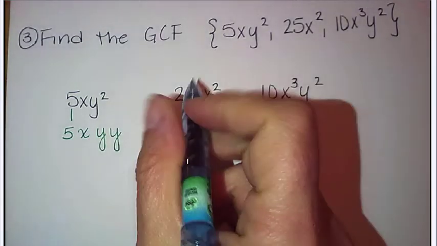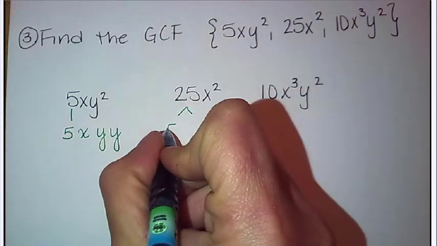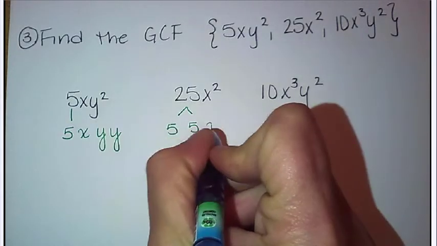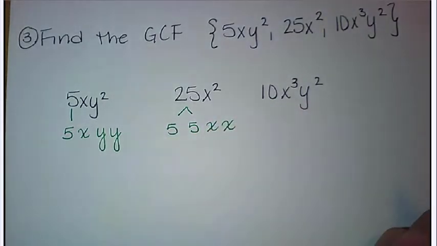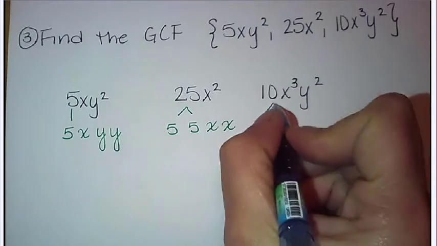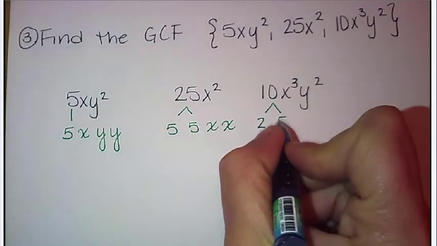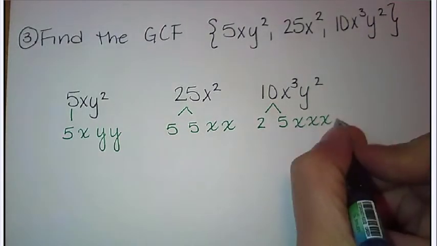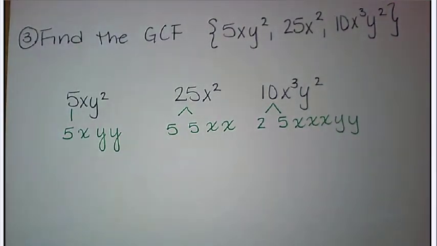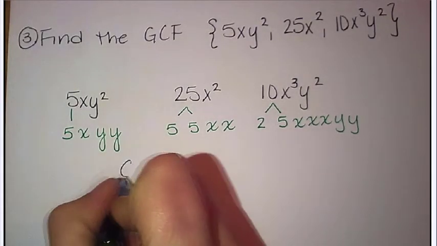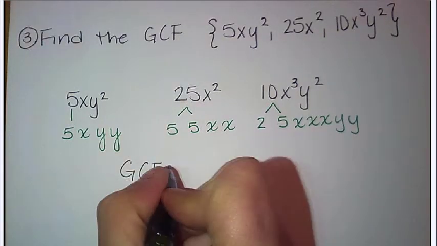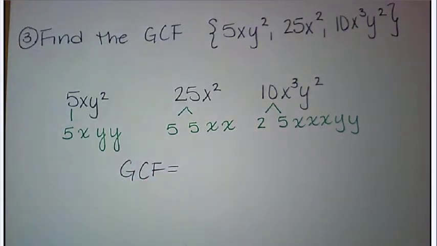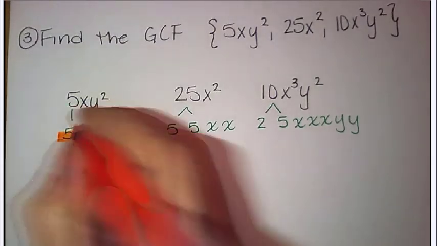We'll do the same thing to 25. It is 5 times 5 with 2 x's, x times x. And 10 is 2 times 5. This time we have 3 x's, x cubed, and then 2 y's. And again, what we want to do is the same thing we've done in the last 2 problems. We want to look at these broken down numbers and see what particular numbers they have in common. So it looks like they all have this 5 in common.